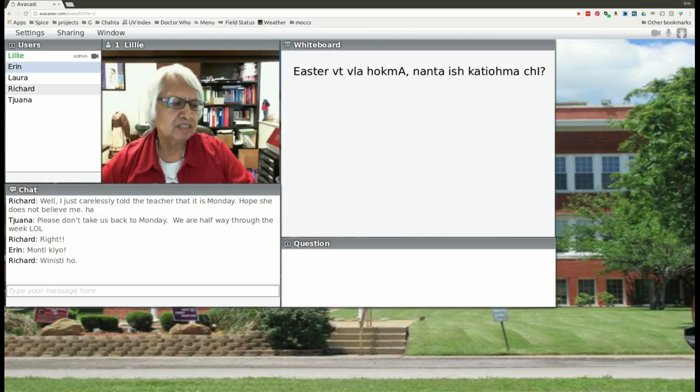Nouns. If it's not a Choctaw word, we go ahead and use the English.